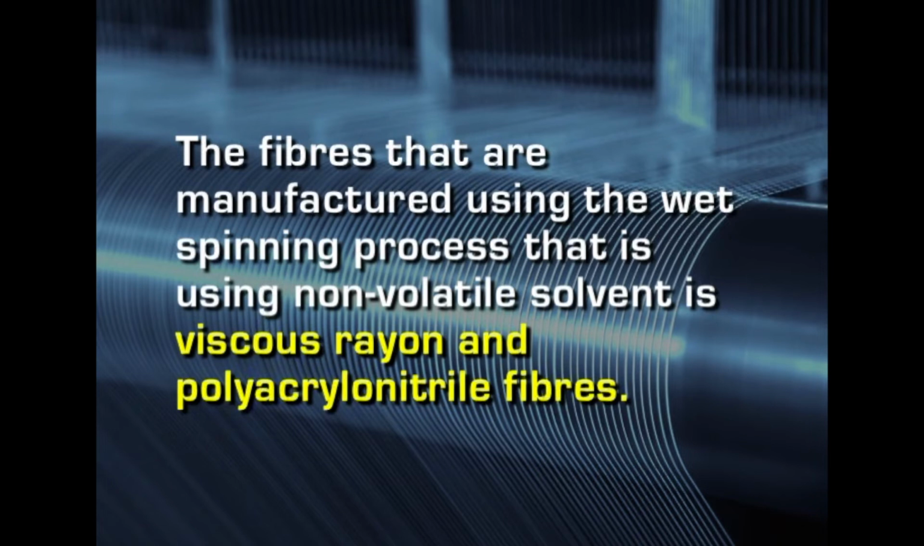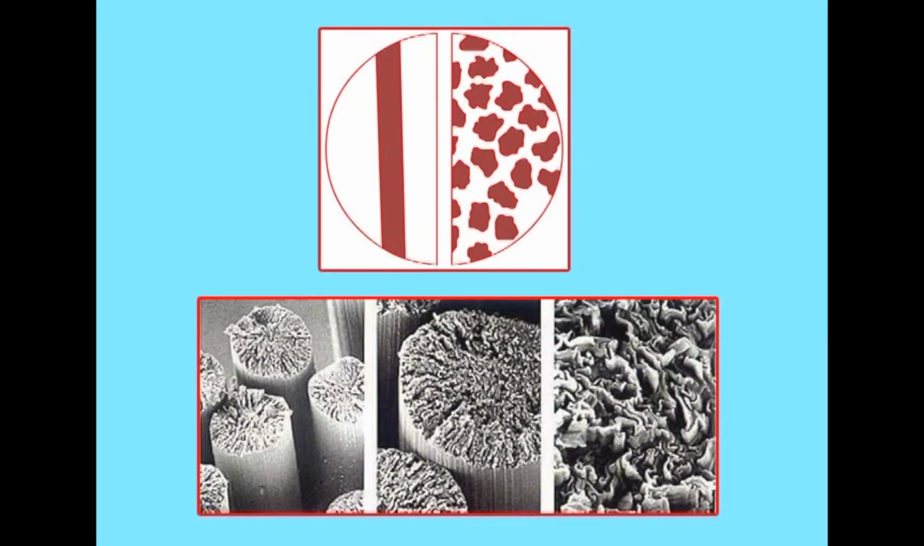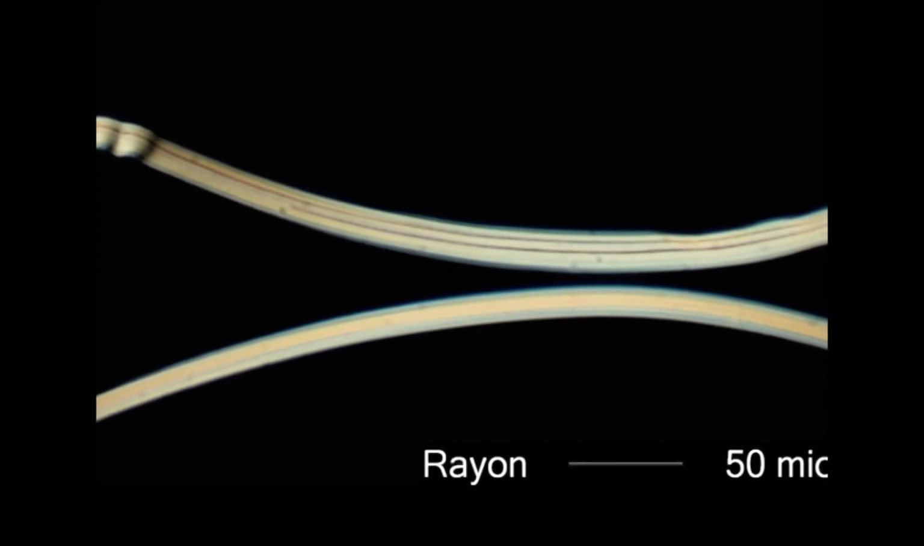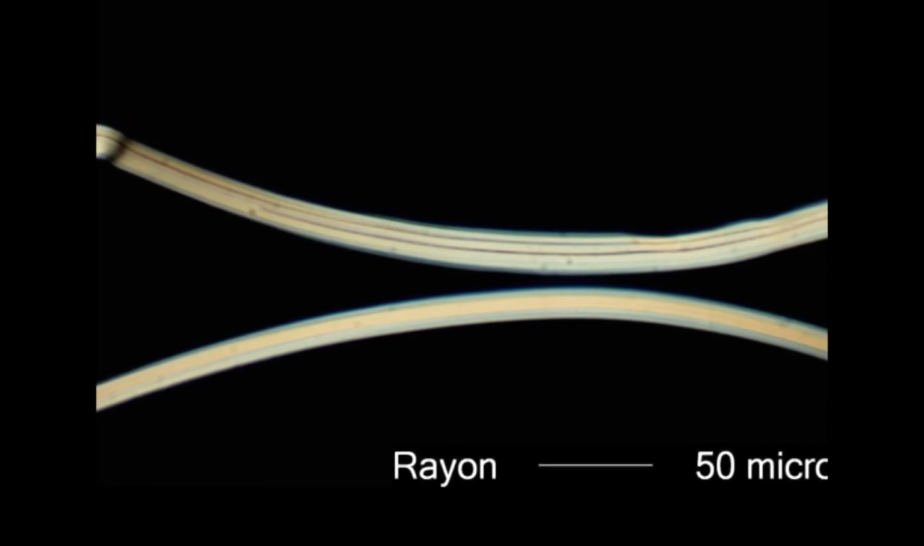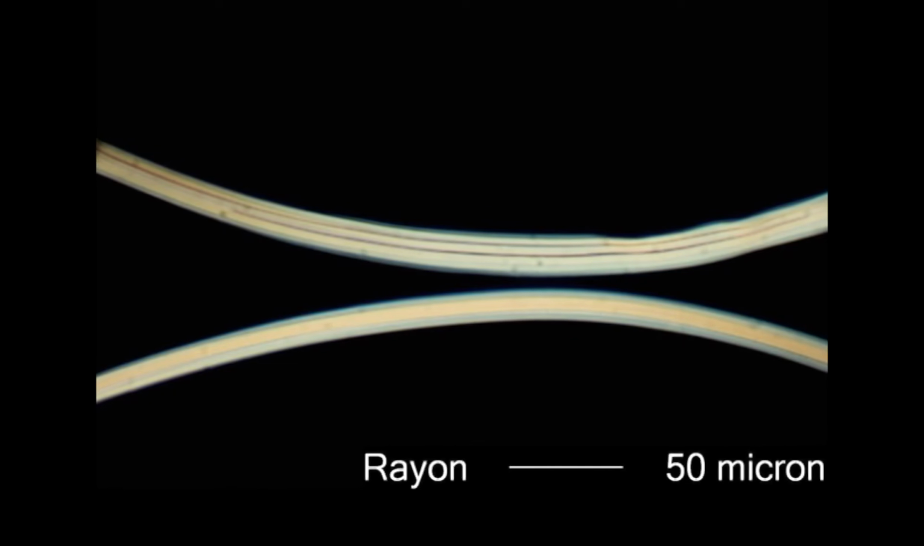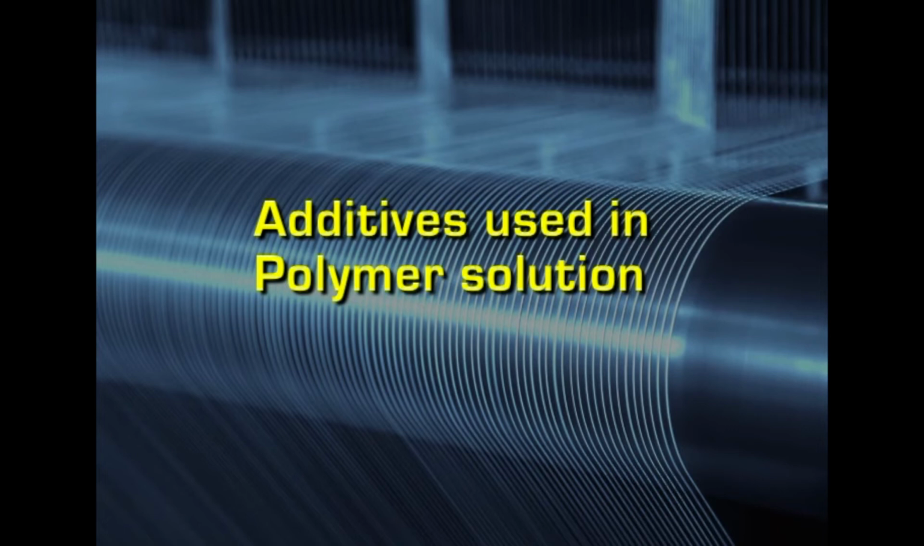The fibers that are manufactured using the wet spinning process, that is using non-volatile solvent, are viscose rayon and polyacrylonitrile fibers. Actually, the cross sectional shape of these fibers will be serrated, because the coagulation occurs in this bath, and thus they assume a new shape with a serrated effect, and this will be seen in the form of long lines on the longitudinal section of the fiber. Even though a non-volatile solvent is used here, it is much cheaper, and so recovery is not attempted by the manufacturer. Recovery is much costlier compared to using that solvent, and so recovery is not attempted in this particular process.